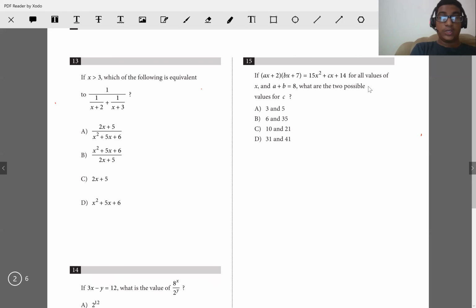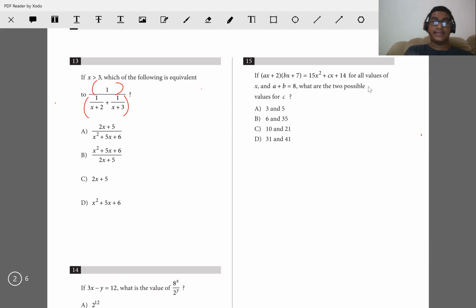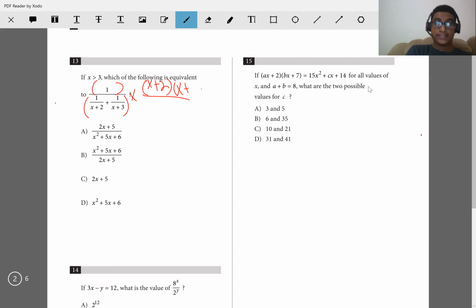So the easiest way you can do this is you multiply the top and bottom. Because if you remember, if you multiply a fraction by the same thing on the top and the bottom, it's the same fraction, it's an equivalent fraction. So you should multiply this by x plus 2, x plus 3 over x plus 2 times x plus 3.